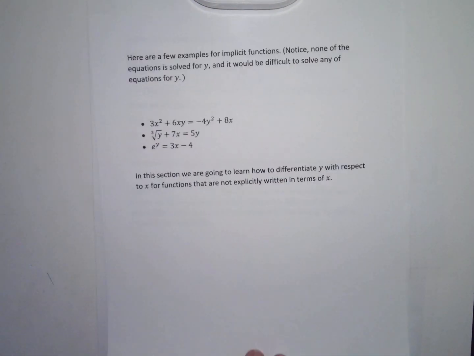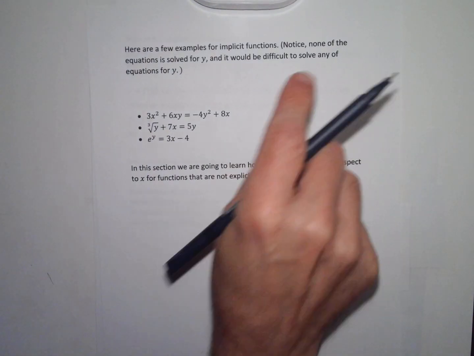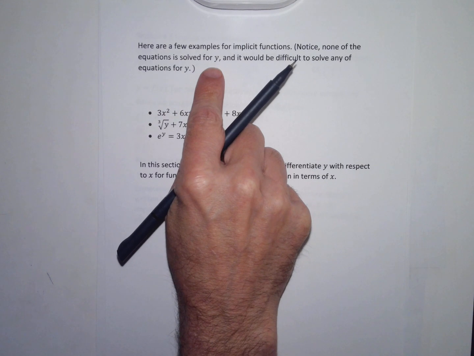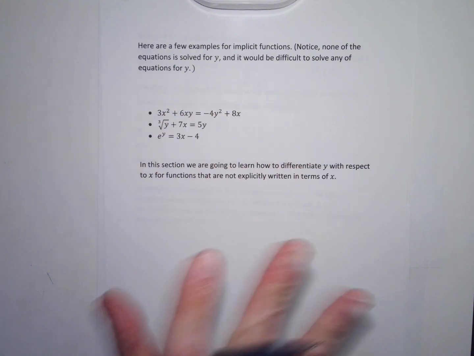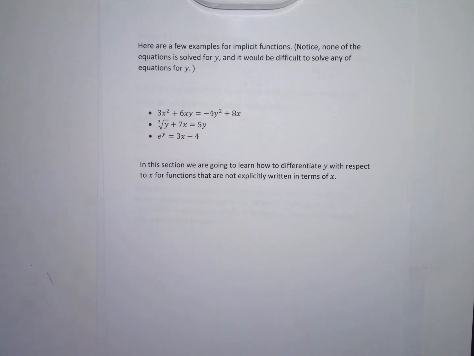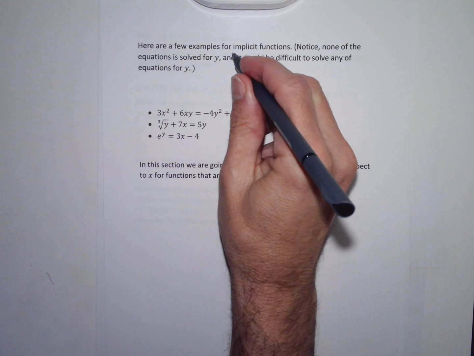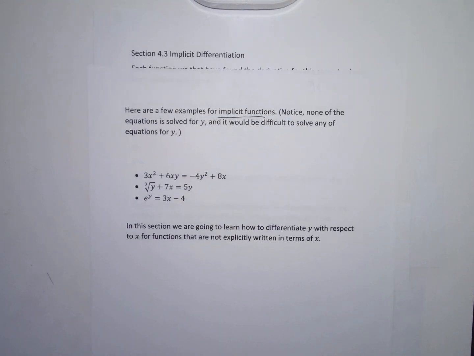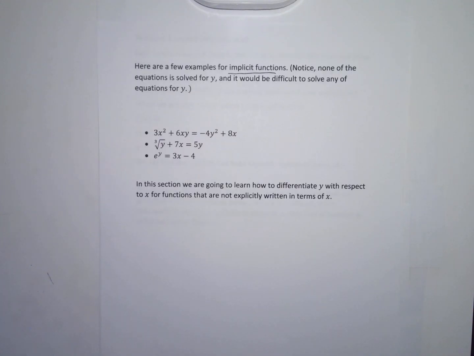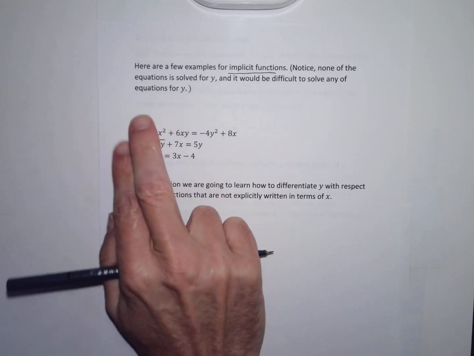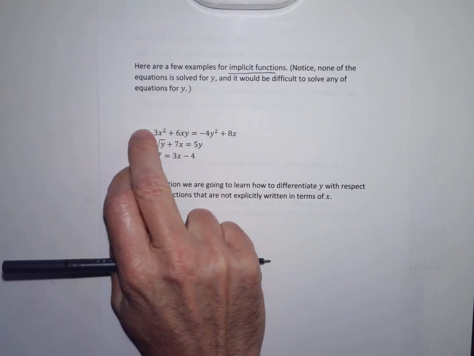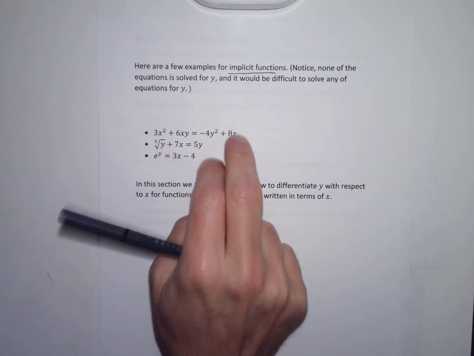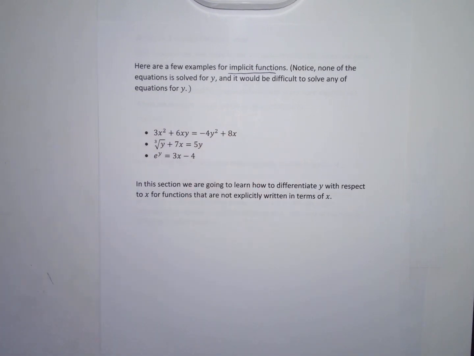Here are a few examples of implicit functions. None of these functions is solved for y or written in function notation, meaning the x isn't isolated. The x isn't by itself on the right side of the equation, and the y isn't by itself on the left side of the equation. This is called an implicit function. You'll notice that the title of this section is Implicit Differentiation. It's taking the derivatives of implicit functions, functions that aren't written in function notation, with y on one side of the equal sign and a single variable, normally x, on the other.